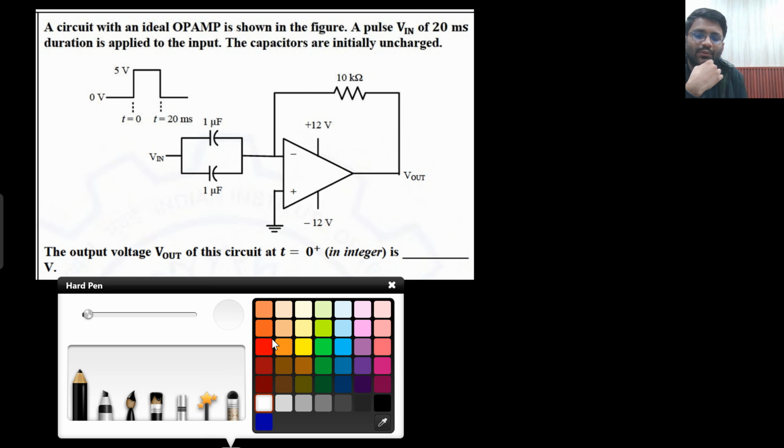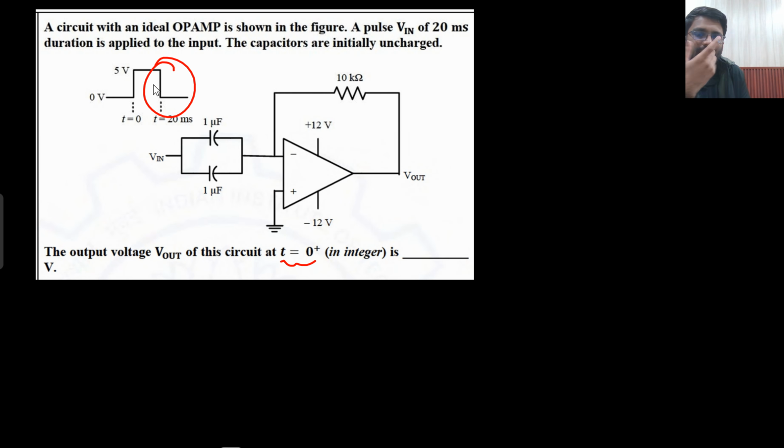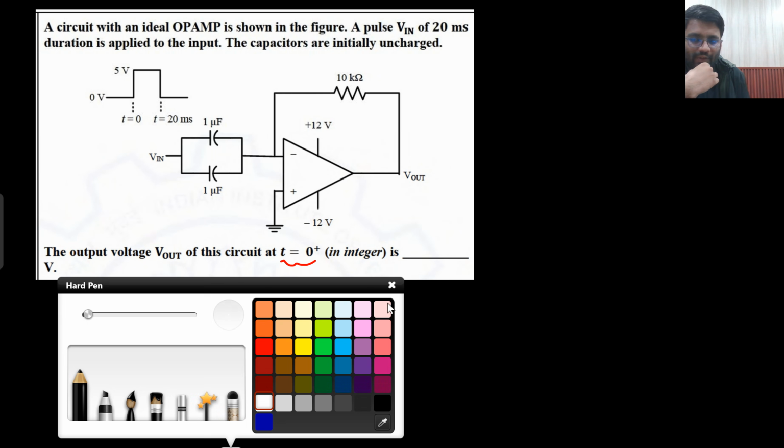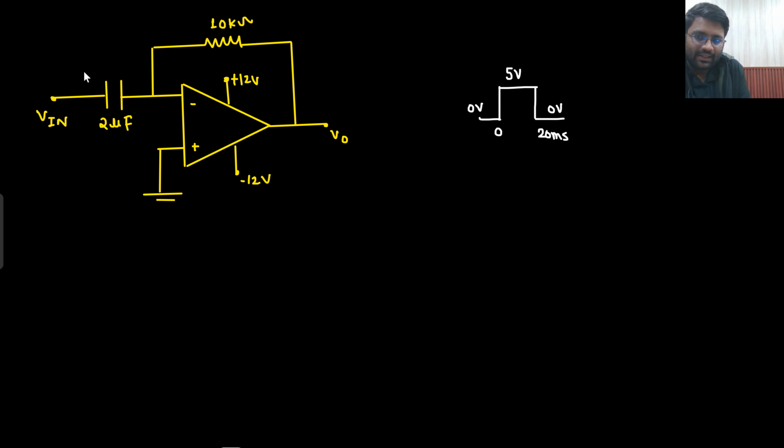But they are asking only at t equals 0 plus. That means the rest is not a matter of concern for me. So what will happen at t equals 0 plus? What is the initial voltage across the capacitor? 0 volt. Now you have directly applied 5 volt. Initially there was 0 volt, and suddenly you have applied 5 volt. Will the capacitor change its voltage instantaneously? No. So whatever voltage you have applied, since the capacitor has 0 voltage, that will be completely exposed to this particular terminal. You applied 5 volt, the capacitor had 0 volt, so 5 volt directly came to this terminal.